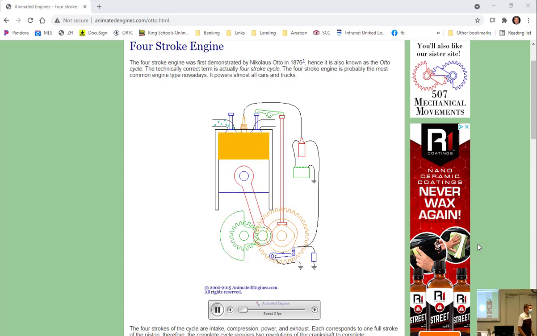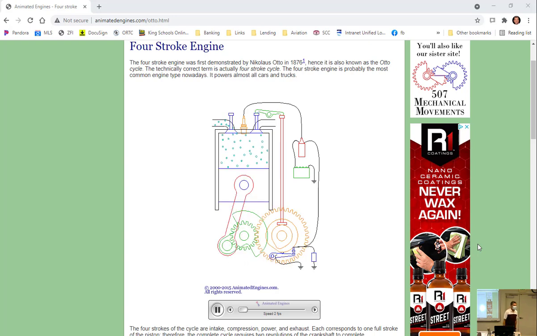Four-stroke? Someone Otto, someone's cycle. So the Otto cycle was named after Gregory Cycle. Okay. That's how the joke goes.